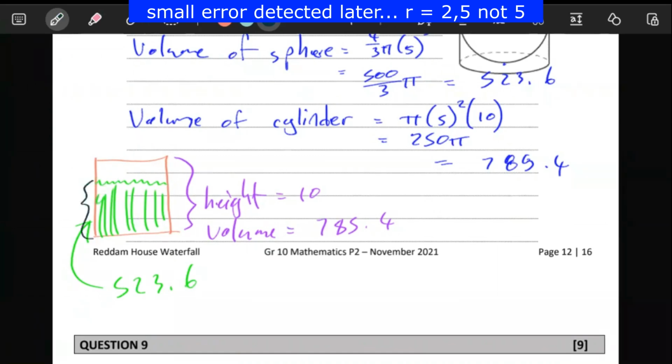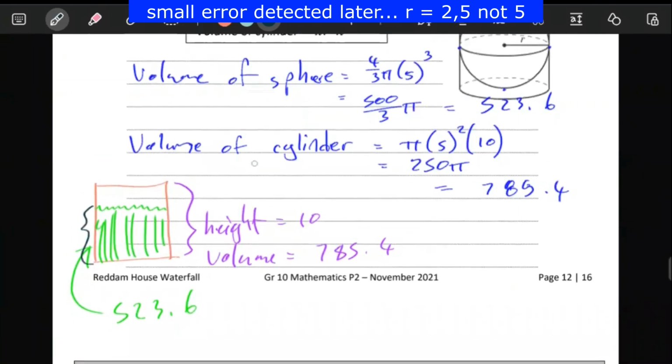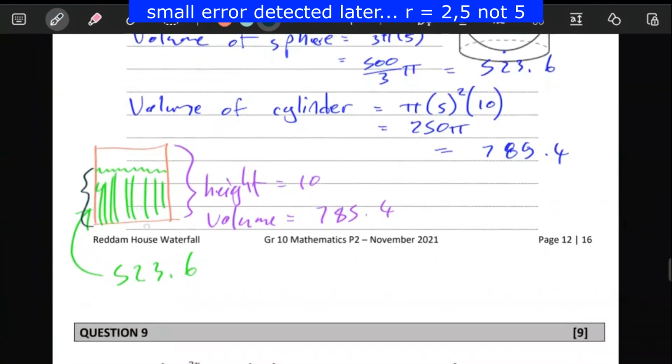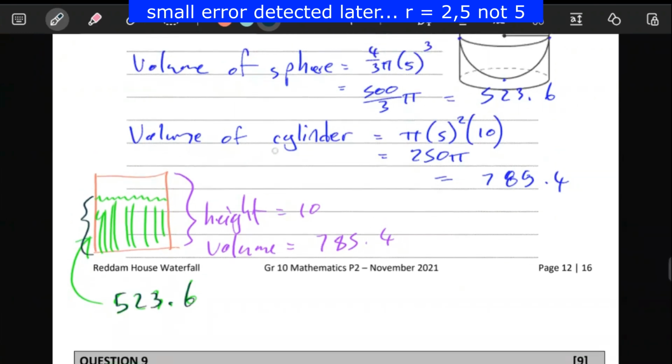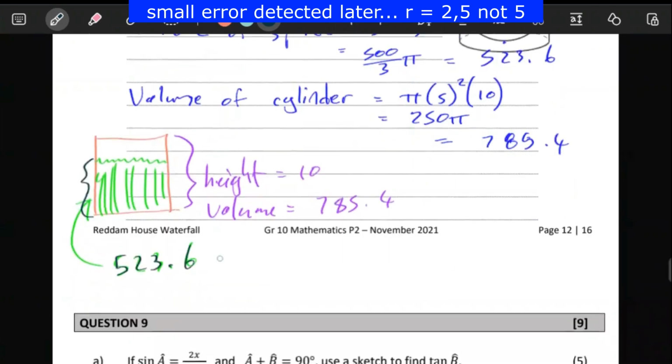To get that height, you can just use the volume of a cylinder formula again, because you can now say the volume of the green is equal to 523.6. That's the volume of a cylinder that would end there. So that volume is equal to pi r squared times the height. The radius is still 5, but the height now is a value you don't know. So we can label this x.